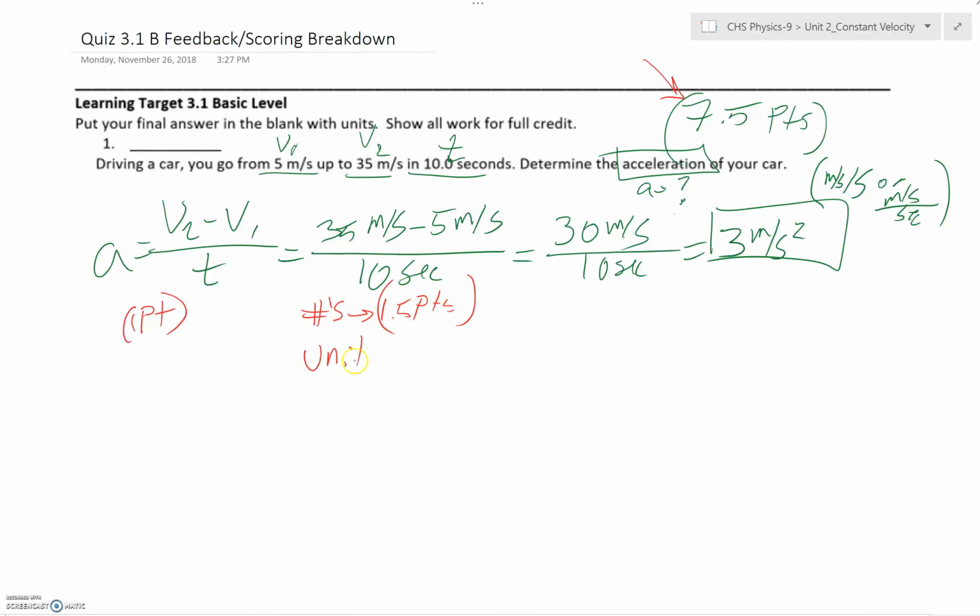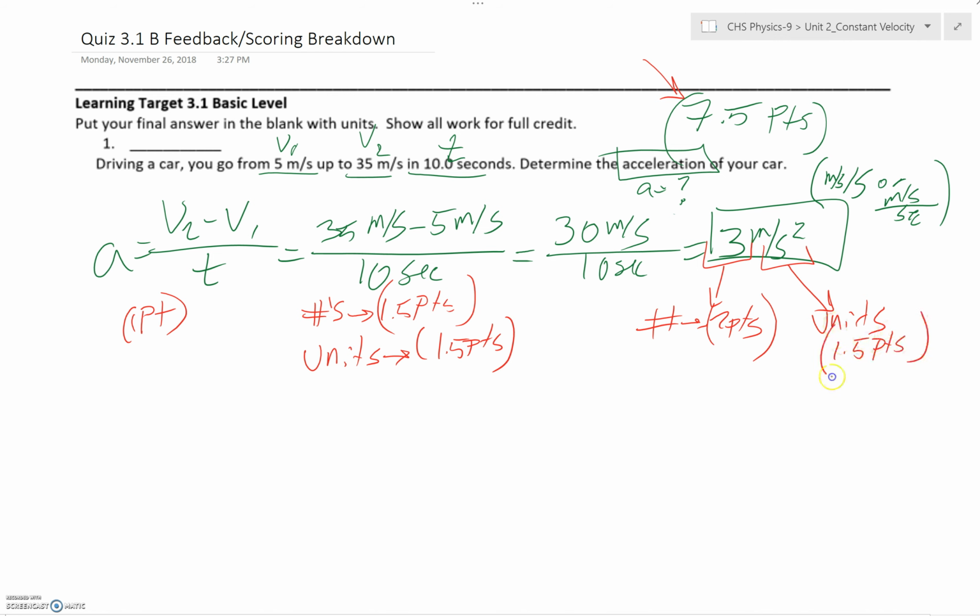And the units are also worth 1.5 points. So if you did 35 minus 5 divided by 10, that only gets you the 1.5 points. And so your total points for your work would have been 3 points. And then your number for your answer, so getting 3, that's going to be worth 2 points. And then your units for your answer are going to be worth 1.5 points.